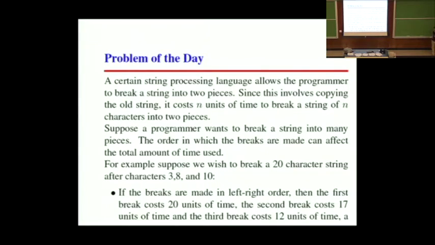So, if the function is S(I, J, C), it will be the minimum of S(I, K, C) plus S(K, J, C), where K is in between I and J, K goes from I to J, and plus C of J minus C of I. This looks very good to me.